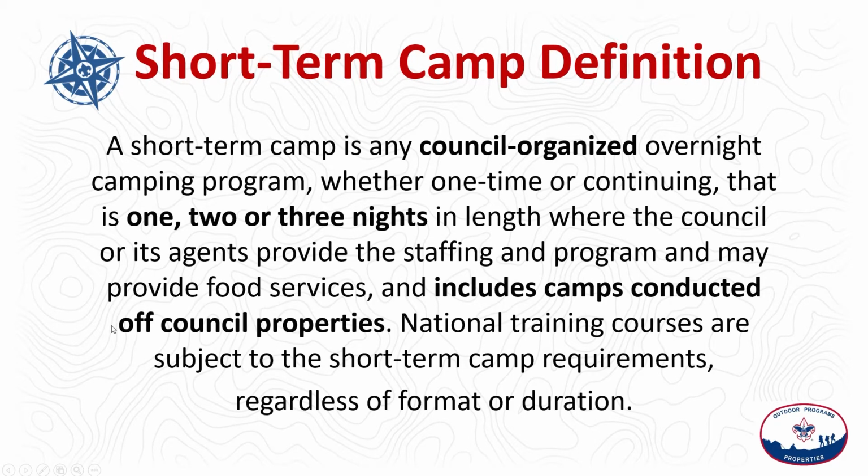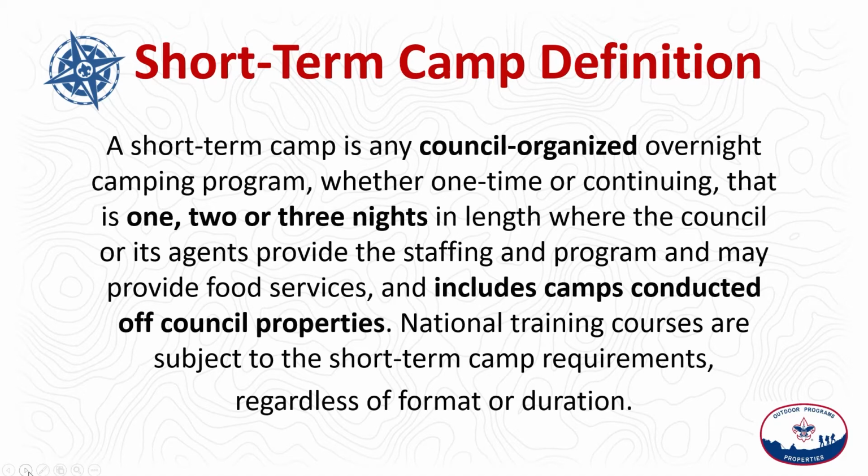So this is an important definition, and this will hopefully clear up a lot of confusion for people. A short-term camp is any council-organized overnight camping program, whether one-time or continuing, that is 1, 2, or 3 nights in length, where the council or its agents provide the staffing and program and may provide food services, and includes camps conducted off council property. That's an important one. National training courses are subject to the short-term camp requirements regardless of format or duration.